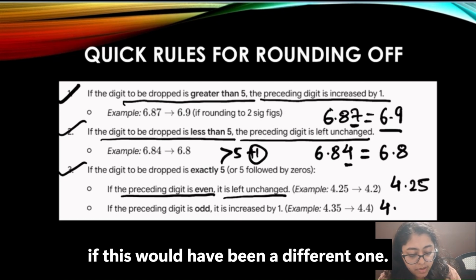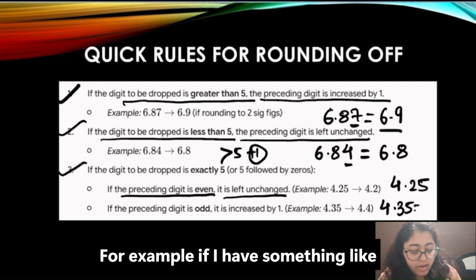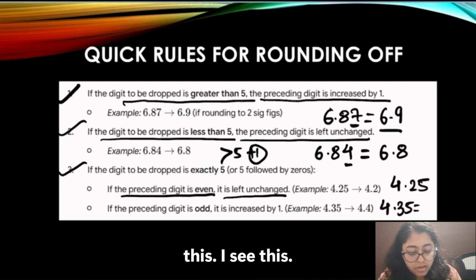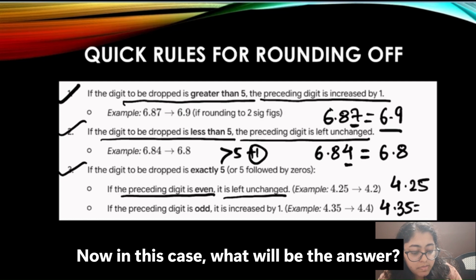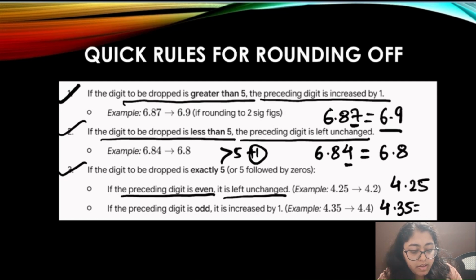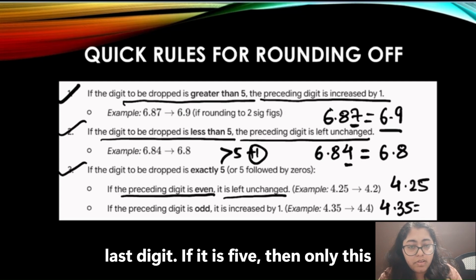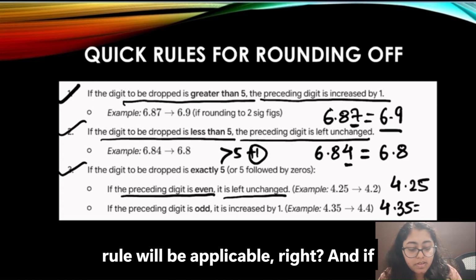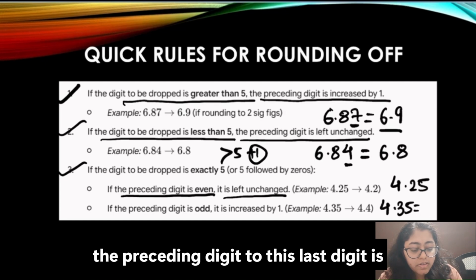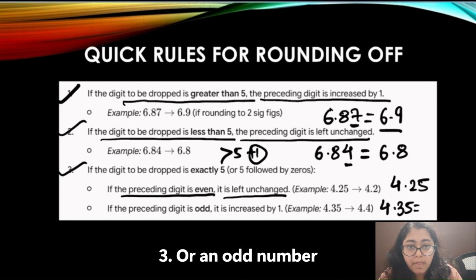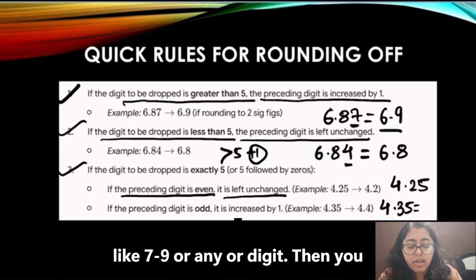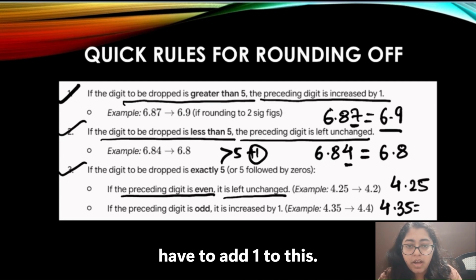And if this were a different one, for example, if I write 4.35, now in this case, what will be the answer? First of all, we have to look at the last digit. If it is 5, then only this rule will be applicable, right? And if the preceding digit to this last digit is 3 or an odd number like 7, 9 or any odd digit, then you have to add 1 to this.